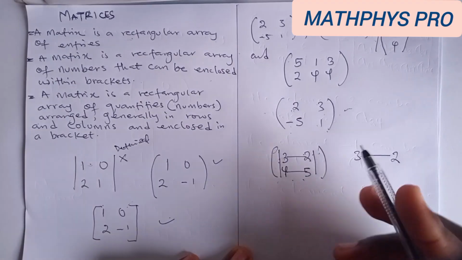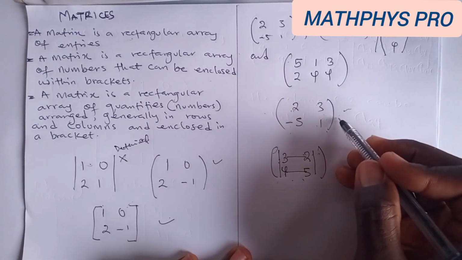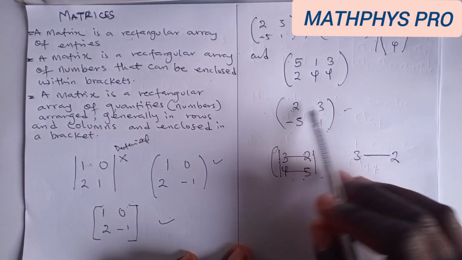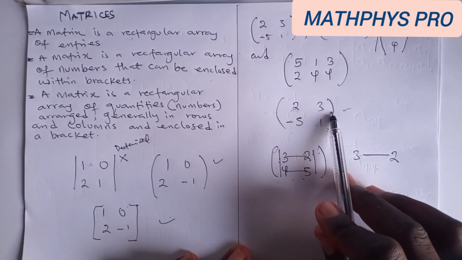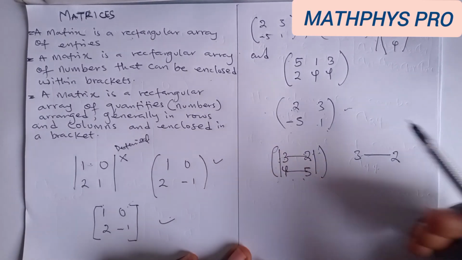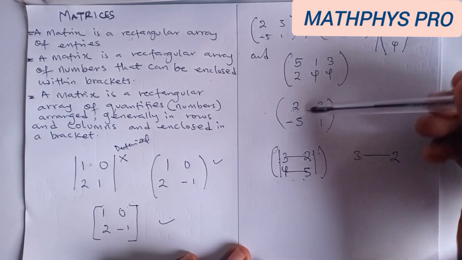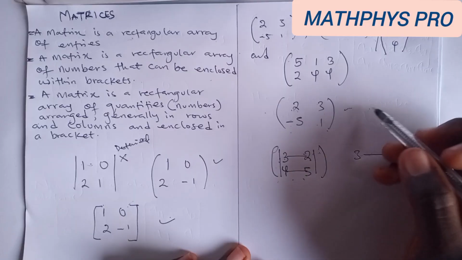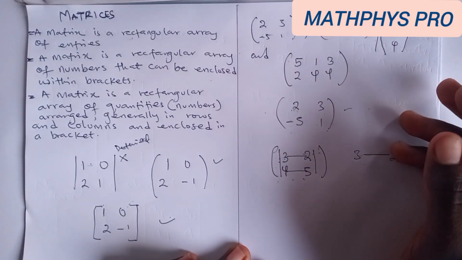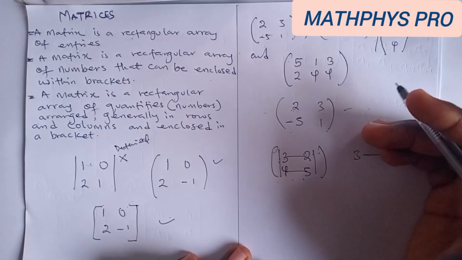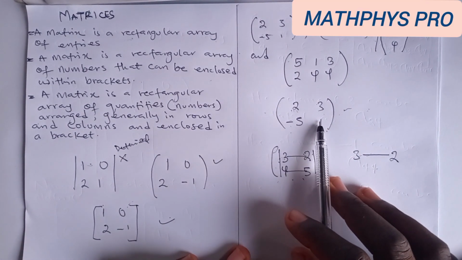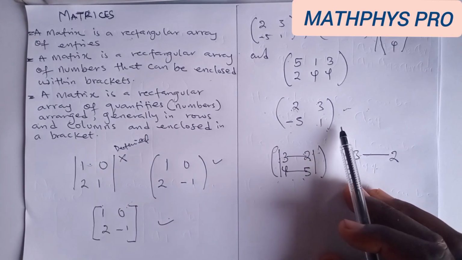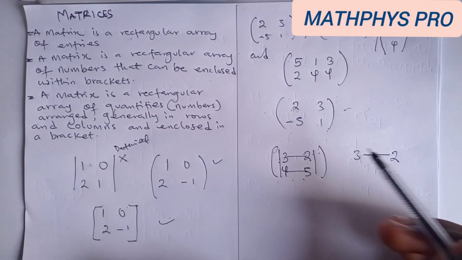If I ask you now, in this matrix, how many rows and how many columns are here? You can just look at it and know that this is the first row, this is the second row, so there are 2 rows, and the column runs vertically, 1 and 2, so there are 2 rows and 2 columns. So remember that this matrix has 2 rows and 2 columns of elements, and it is said to have an order of 2 by 2.